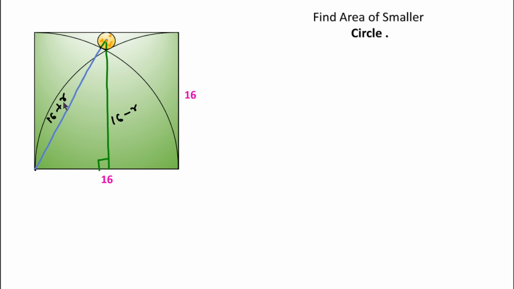So I am writing 16 plus r, and what will this length be? This length will be 8 units because 16 divided by 2, this point is the center, the midpoint of this side length. So we can see that this is a right angle triangle. So using the Pythagoras theorem, we can write here: 16 plus r whole squared minus 16 minus r whole squared equals 8 squared.